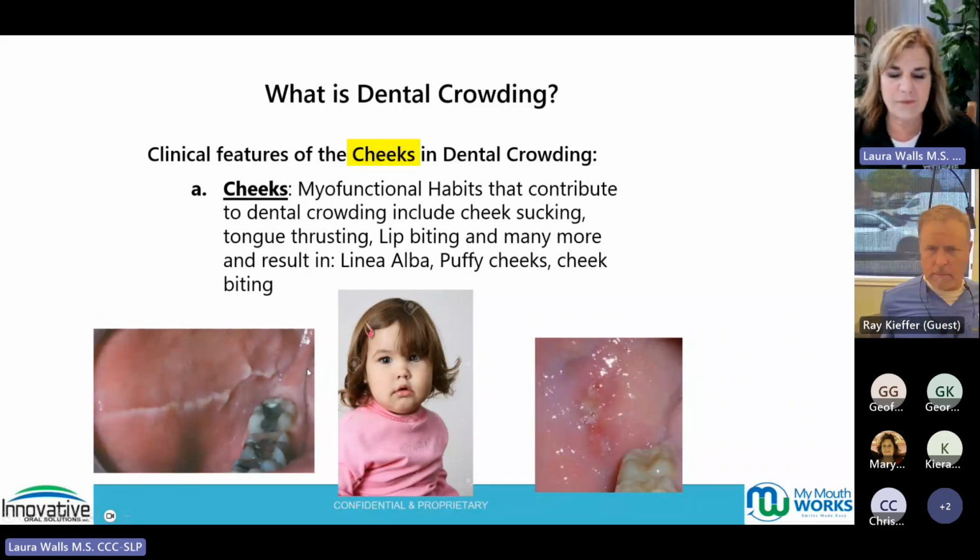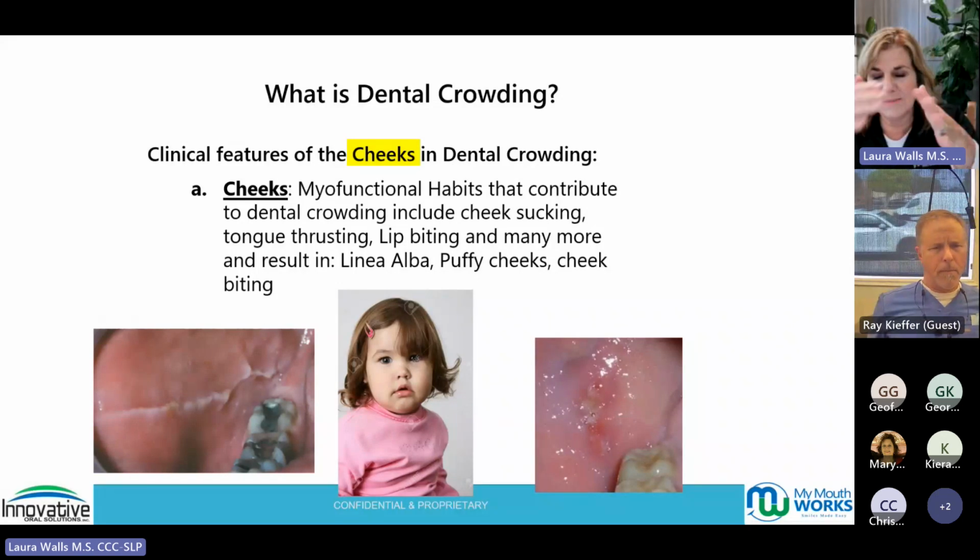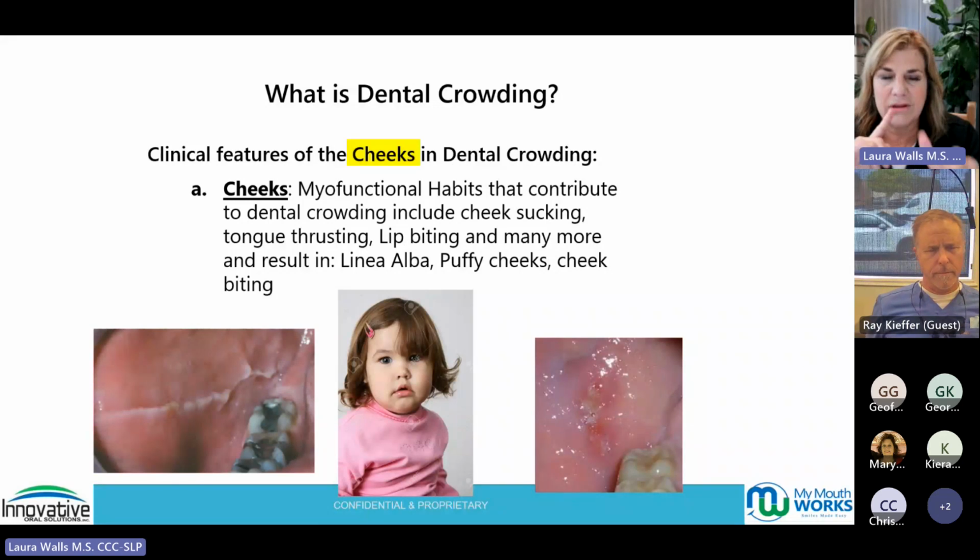But what you're going to see in your teen and adult population is this linea alba. You see it a lot when your patients have clear trays on because they start sucking and there's that little gap in between the molars. But this is something that's indicative of a myofunctional habit of sucking and a tongue thrust, which causes the collapse of the dental arches. And if there's a reverse swallow thrown in there, then that changes the front teeth and how they position themselves.